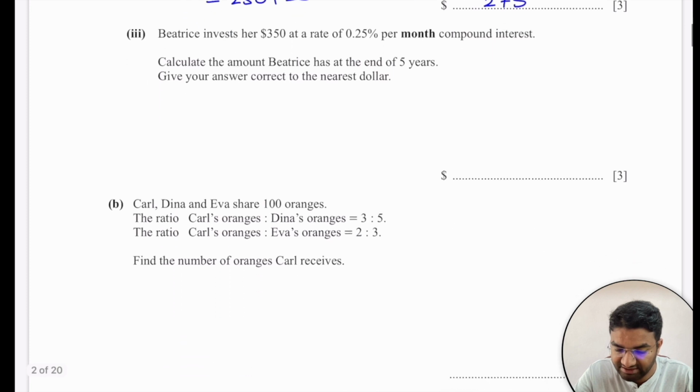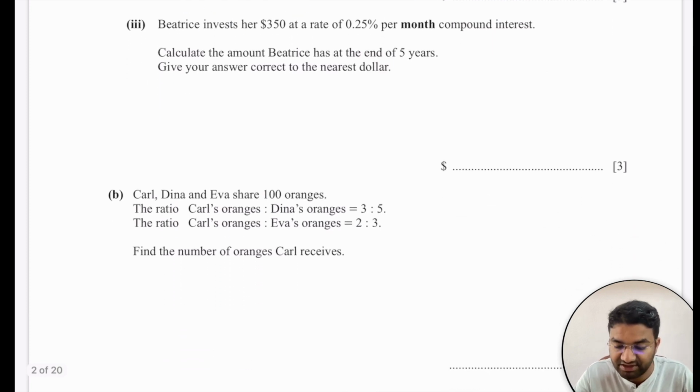Fine. Then next, Beatrice invests 350 at a rate of 0.25% per month. Here it is per month compound interest. Calculate the amount Beatrice has at the end of 5 years. Give the answer correct to the nearest dollar.